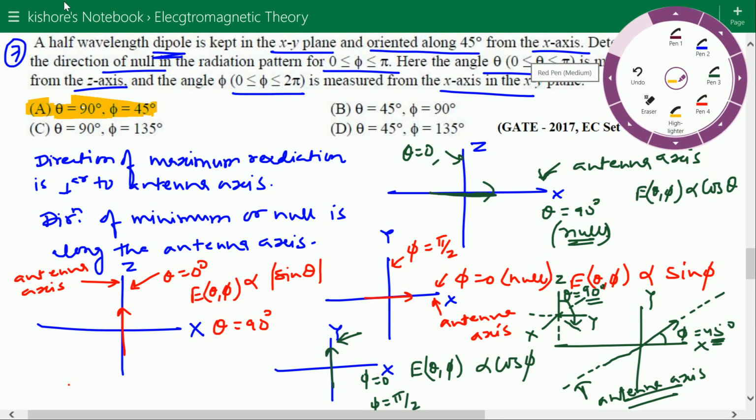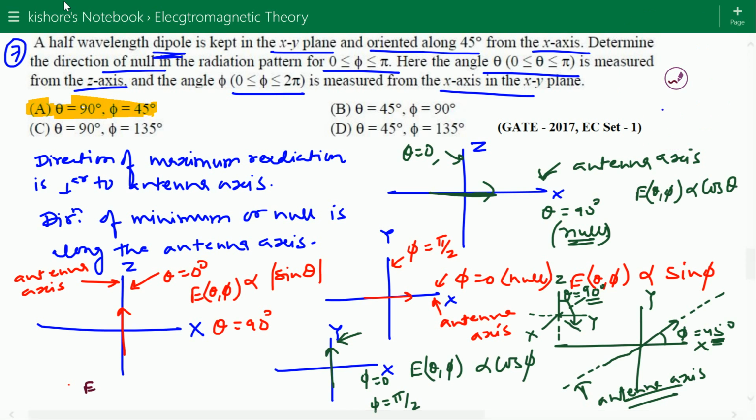If I have to write the expression for the unit pattern E theta phi for the given case, E theta phi should be proportional to sine of phi minus 45 degree. So when phi is 45 degree, sine 0 is 0, or we can write cos of phi plus 45 degree. When phi is 45, cos of 45 plus 45, 90 degree, or field pattern is 0, or null occurs. So these are the questions of GATE exam from the chapter antenna array.